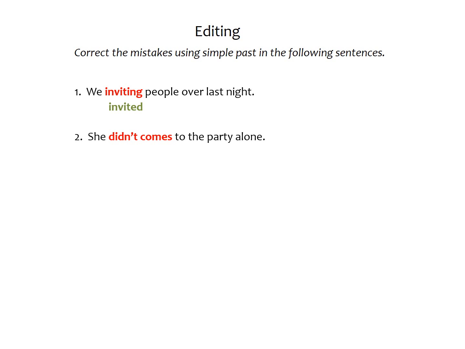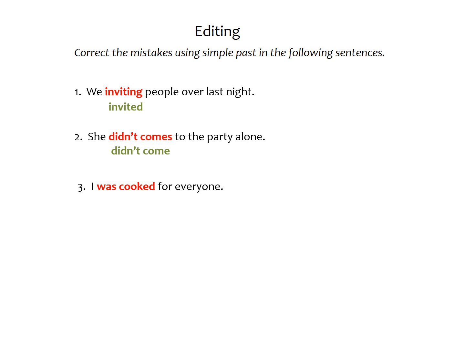She didn't came to the party alone. She didn't come to the party alone. I see this mistake a lot because students think, oh, she, add s. But remember, this is the simple past, and because it's negative, it's the helping verb that shows the verb tense. The main verb stays in the base form.